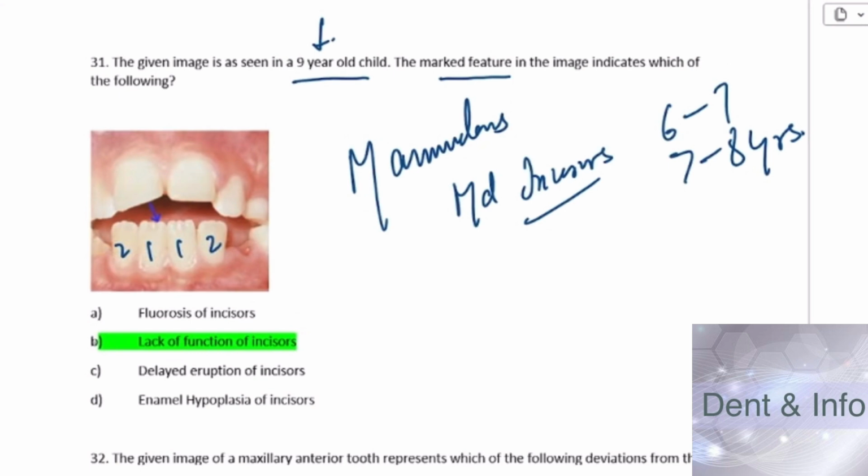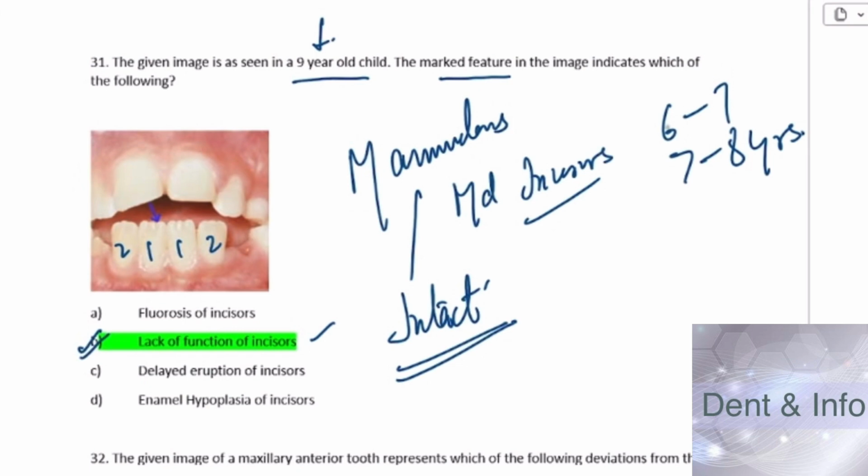So what does it indicate? It indicates a lack of function of the incisors. They are not contacting each other, the maxillary and the mandibular. Could be an open bite, could be a reverse bite, any reason. Delayed eruption of incisors, no. Enamel hypoplasia, no. Is it fluorosis? No. So it is lack of function of the incisors, because the mamelons are intact. They are not worn off because no attrition has taken place, no contact has taken place. So this is an indirect way of asking questions related to mamelons.